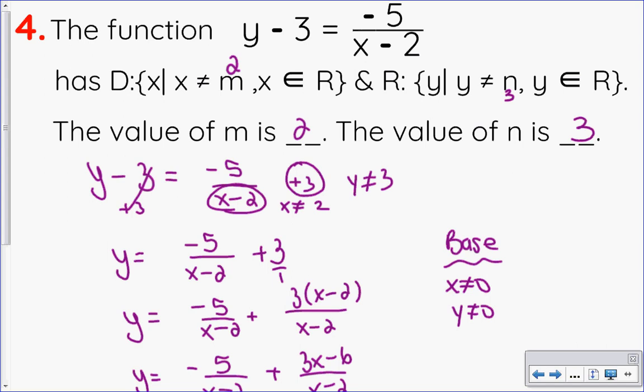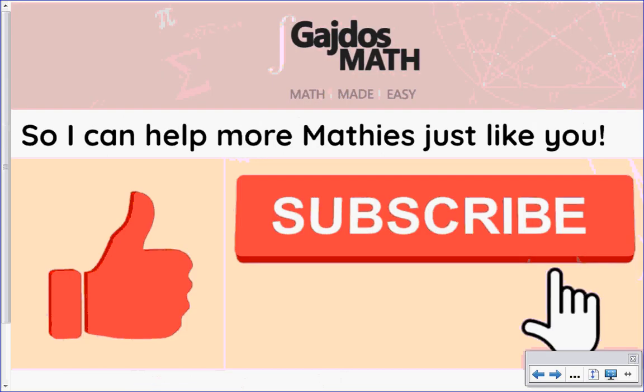So this question here talked about going from transformed form to fraction form, just so that I could find out my domain and range.